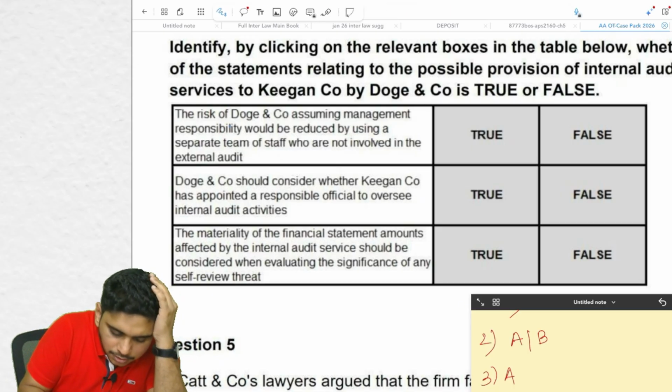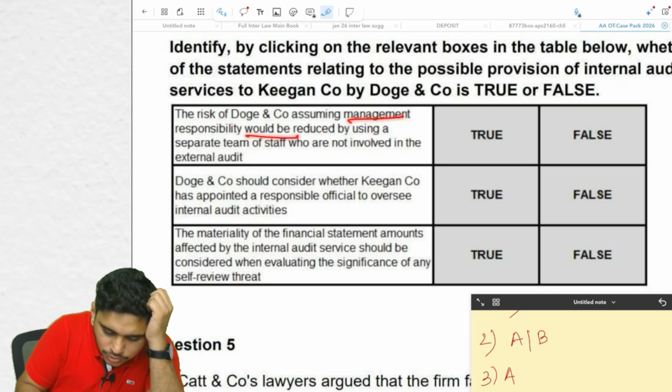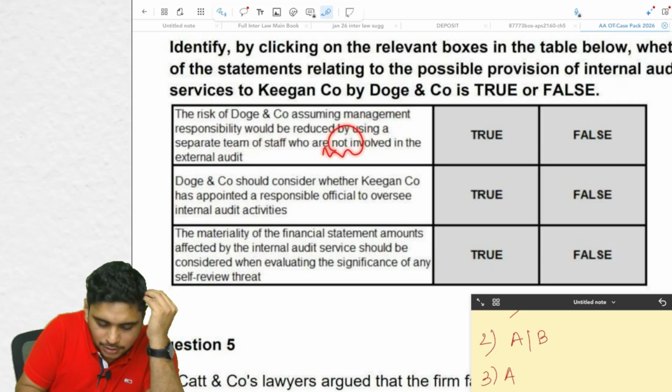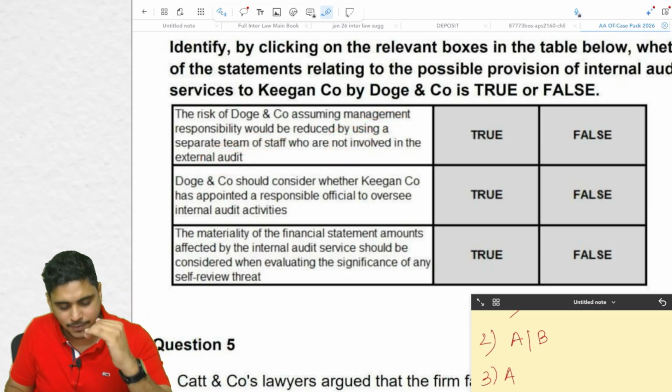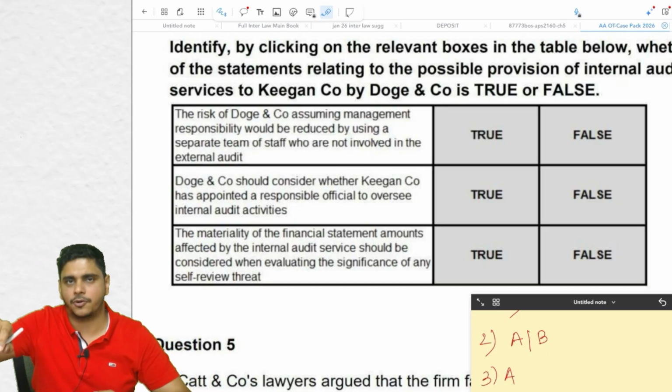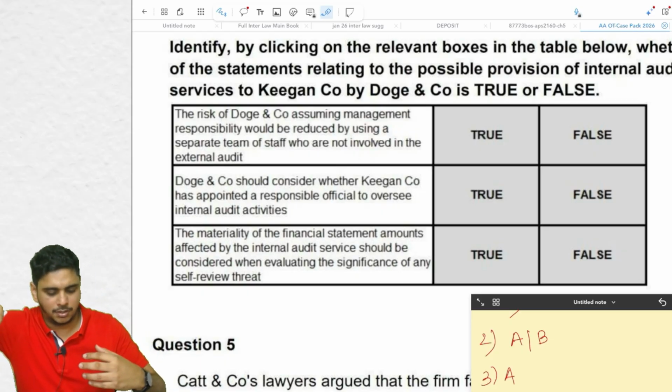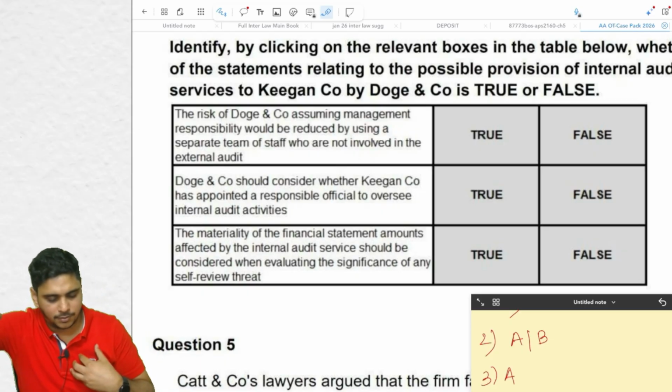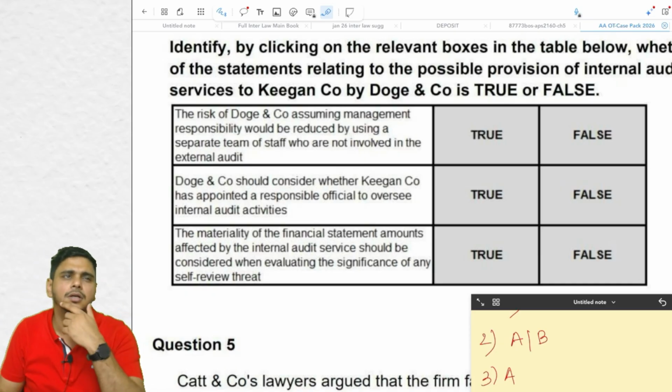Internal audit. The risk of Doge assuming management responsibility would be reduced by using a separate team of staff who are not involved in the external audit. The management risk could be reduced if I use a separate team who are not in the external audit. I am Doge, I am appointing a separate team. So the risk could be reduced.